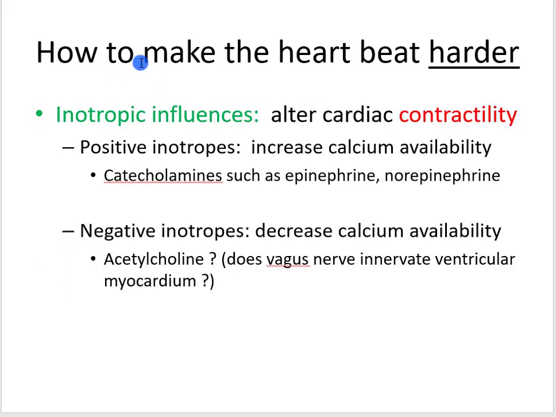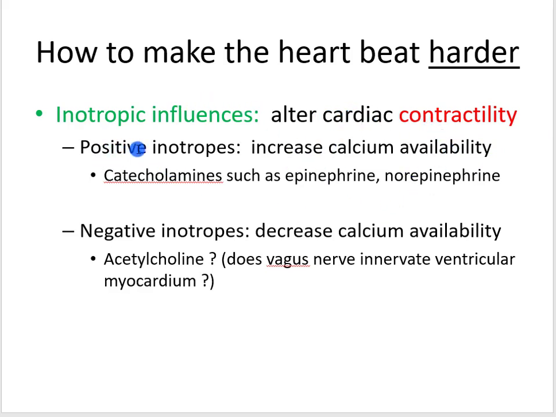So we have these things out there in physiology that can make the heart beat harder. We're going to talk a lot more about these down the road, but these are things that alter cardiac contractility. Contractility is just a fancy word that says how hard does the ventricle squeeze? Does it squeeze medium hard or super hard? How hard is the ventricle squeezing? You can imagine then that how hard it squeezes is going to influence stroke volume. And so we have these things that alter cardiac contractility.